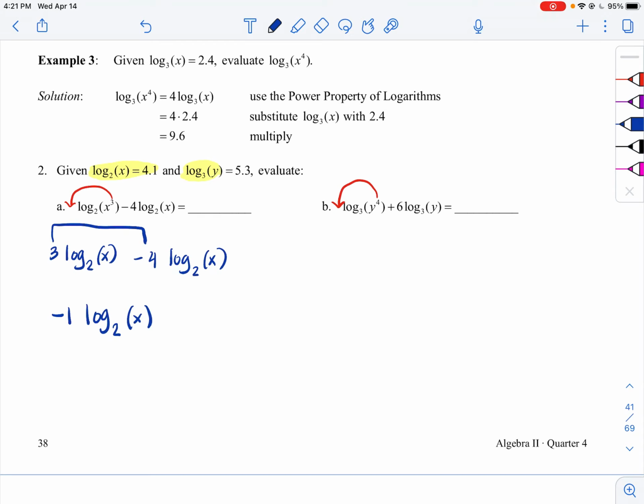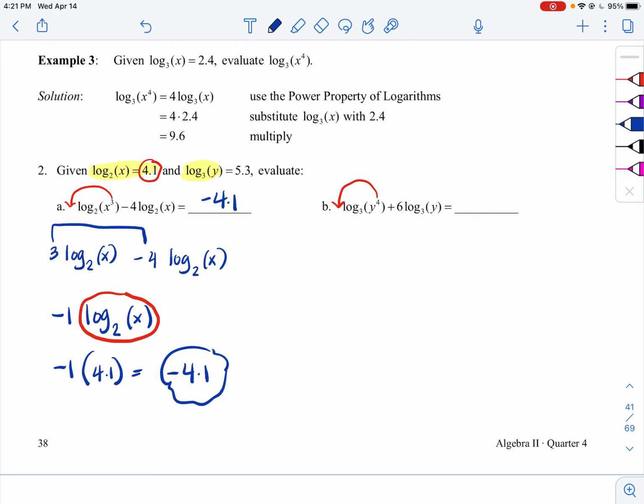And we were told earlier that log base 2 of x is equal to 4.1, right here. So I can solve this further by saying this is negative 1 and that's 4.1, and the answer is negative 4.1. There you go. If I was too fast, of course, you can rewatch the video. And that's the good thing about having a video, because you can rewatch this over and over again.